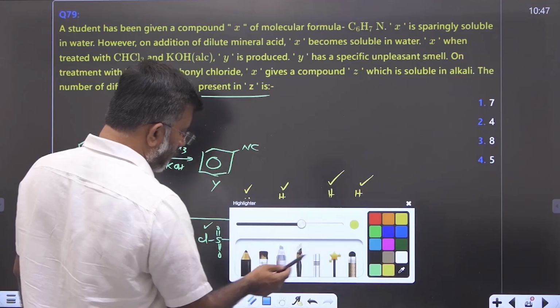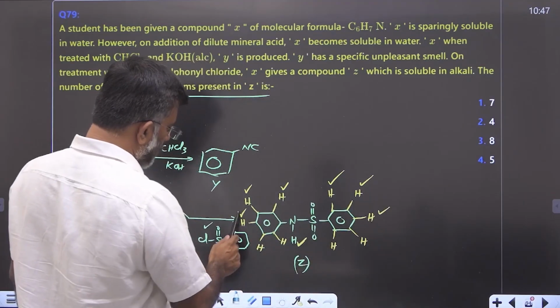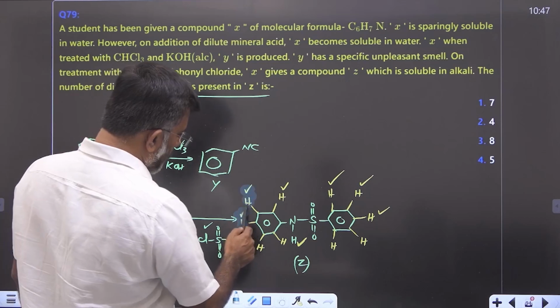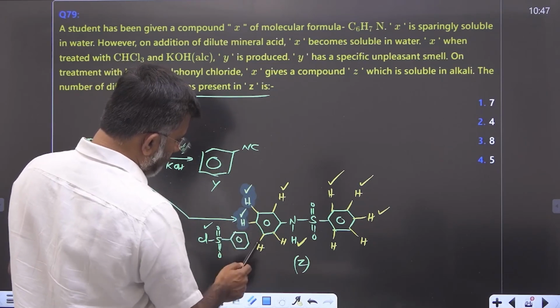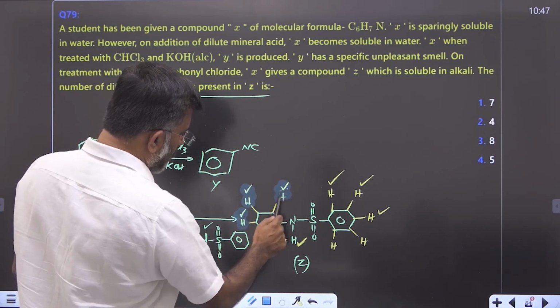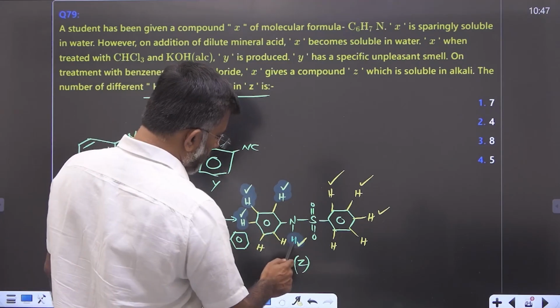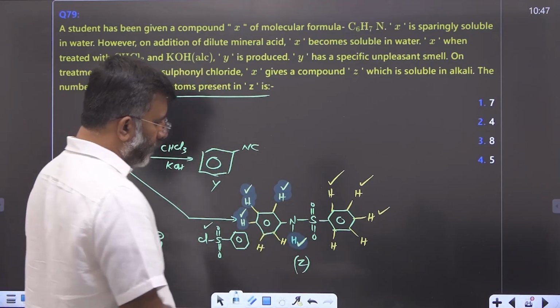I repeat, the different types of hydrogen. This hydrogen, one type, para position of this. This hydrogen, another type, these two are same, meta position. This hydrogen, another type, these two are same, ortho position. And this is acidic hydrogen, distinctly different, not in the ring.